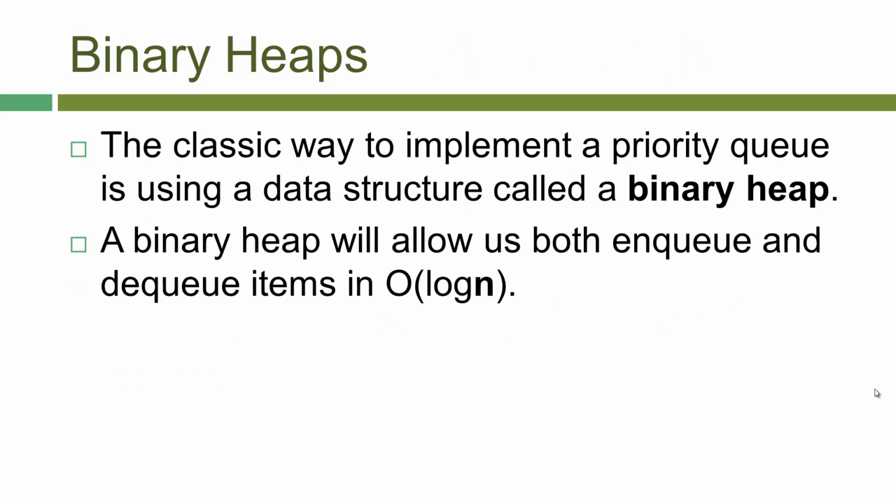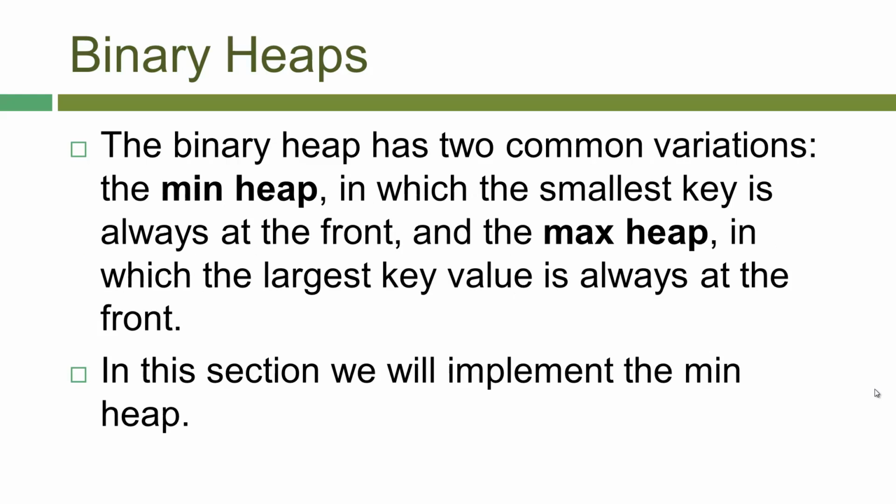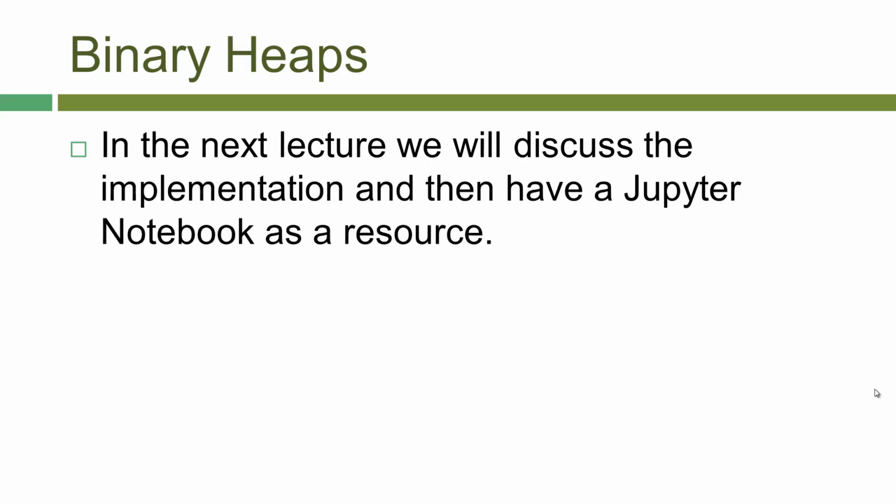So the classic way to implement a priority queue is using a data structure called a binary heap. The binary heap is going to allow us to both enqueue and dequeue, add and remove items from this priority queue, on order of log n. The binary heap has two common variations: the min heap, in which the smallest key is always at the front, and the max heap, in which the largest key value is always at the front. In this section and the next lecture, we're going to implement the min heap.